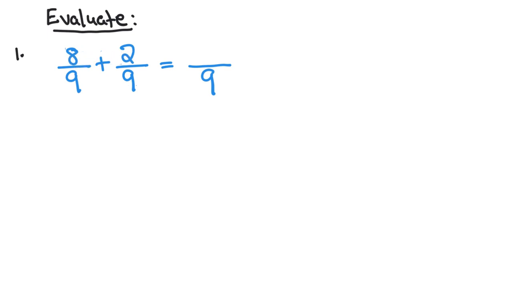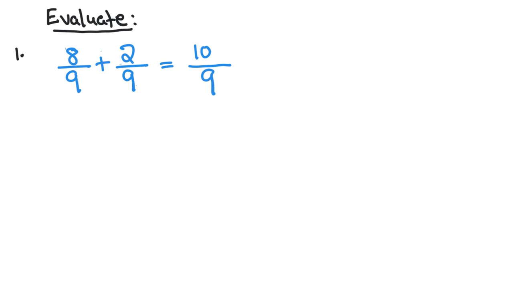8 plus 2 is 10. So it's 10 divided by 9. Now what type of a fraction is this? Where the numerator is bigger than the denominator. A fraction when the numerator is bigger than the denominator or larger than the denominator is called an improper fraction. And an improper fraction can be written as a mixed number, as a mixed fraction.